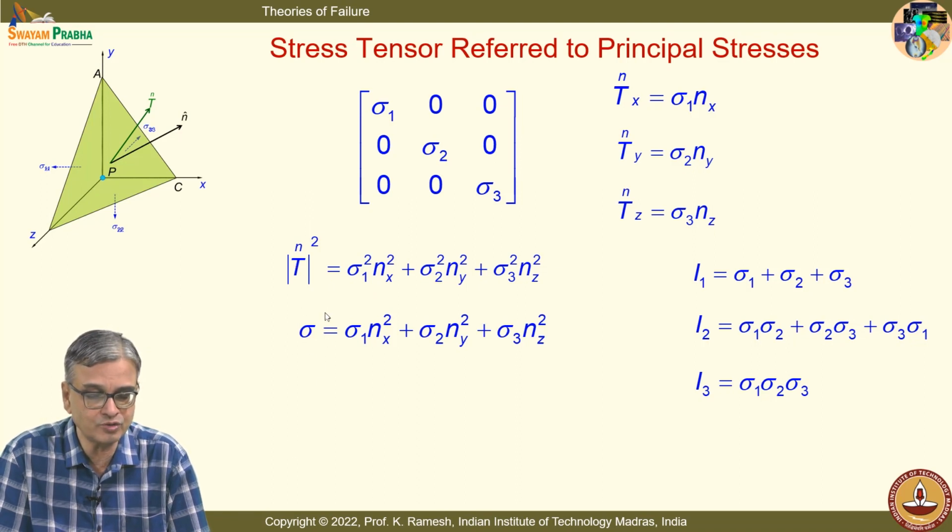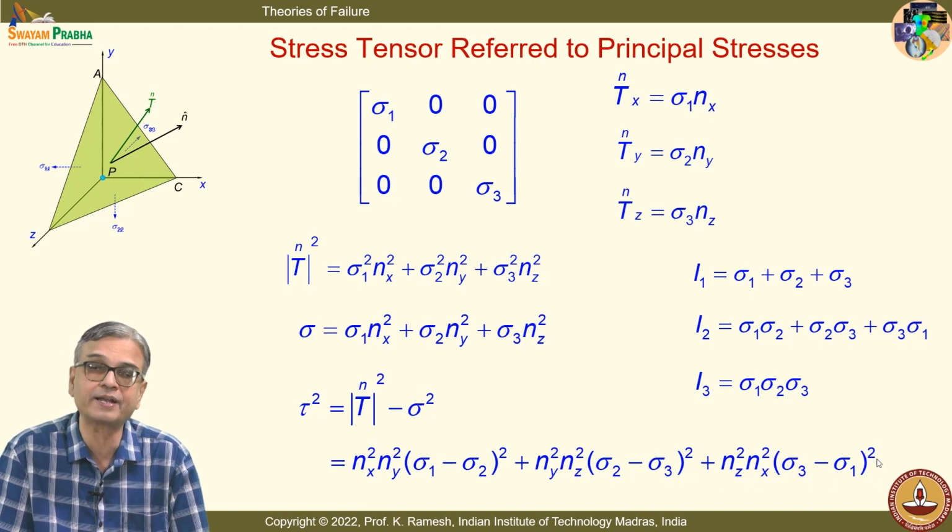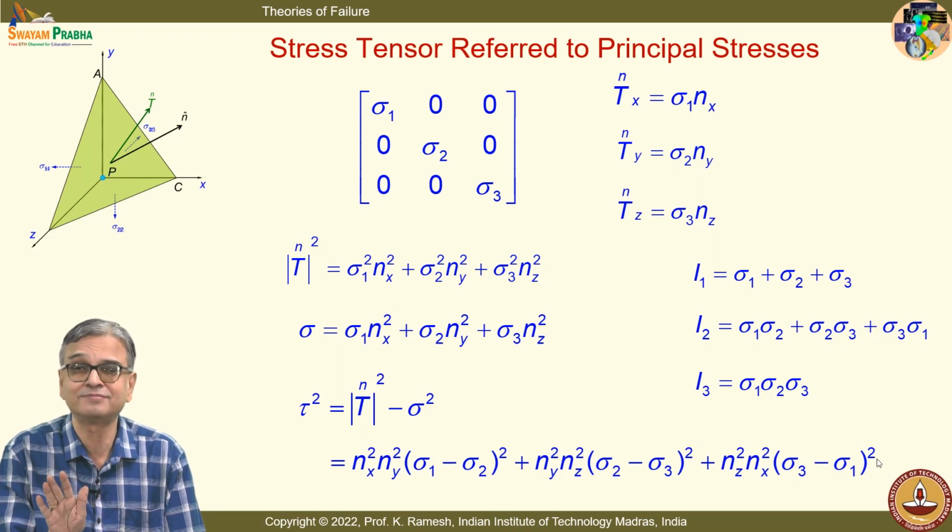And once you get that, your normal stress is nothing but the dot product of this vector with the direction cosine. I get this as sigma 1 nx squared plus sigma 2 ny squared plus sigma 3 nz squared, and your shear stress can be evaluated as tau squared equal to Tn squared minus sigma squared. That reduces to this form: nx squared ny squared multiplied by sigma 1 minus sigma 2 whole squared plus ny squared nz squared sigma 2 minus sigma 3 whole squared plus nz squared nx squared multiplied by sigma 3 minus sigma 1 whole square. Do you see where I am going?